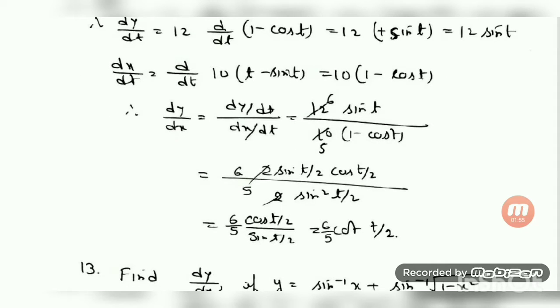Here you can stop the solution, but as we can simplify this further, I have done the simplification. 1 − cos t is equal to 2 sin square t by 2. And sin t can be written as 2 sin t/2 cos t/2, by the formula for sin 2a, that is a multiple angle formula. So this is 6 by 5, and after that sin and sin will be cancelled out. cos t/2 by sin t/2 will be left, which is equal to 6/5 cot t/2. So this is your answer. Here question number 12 is completed.